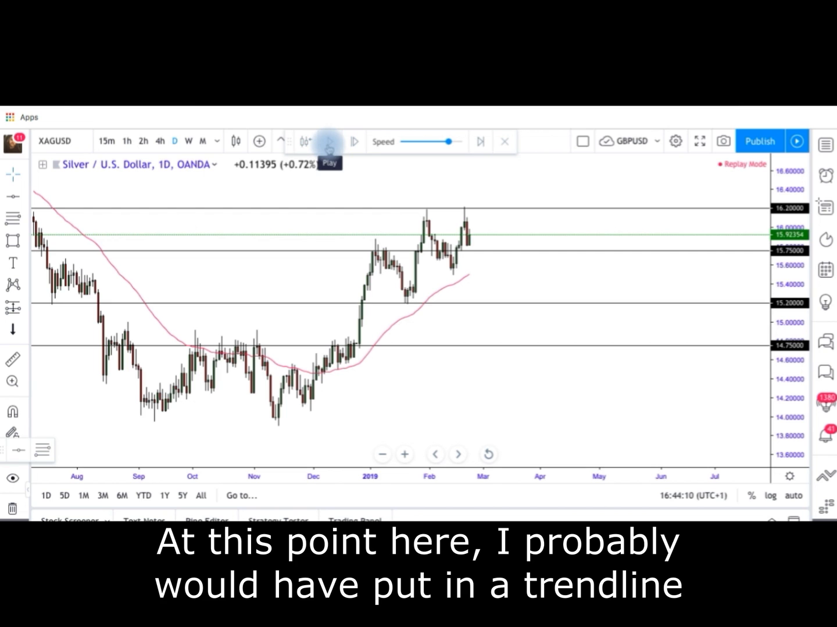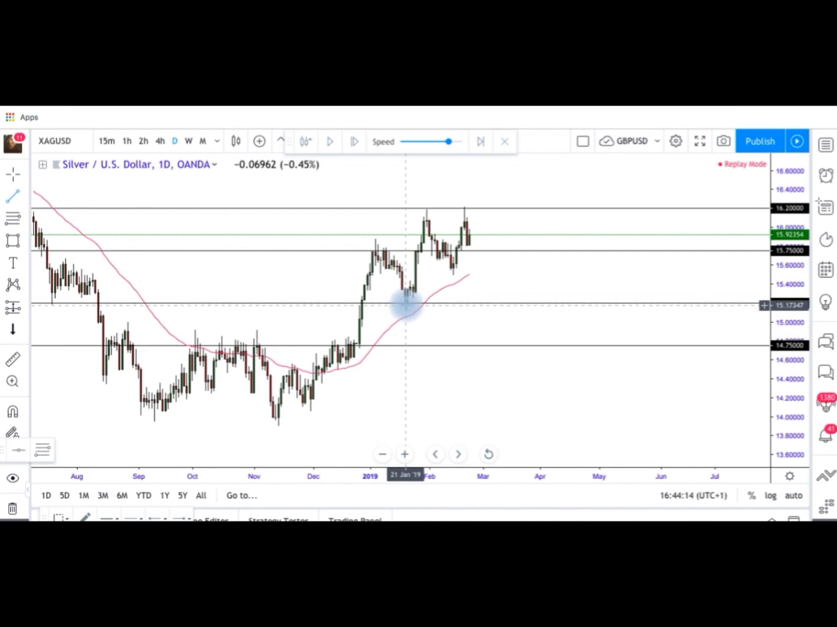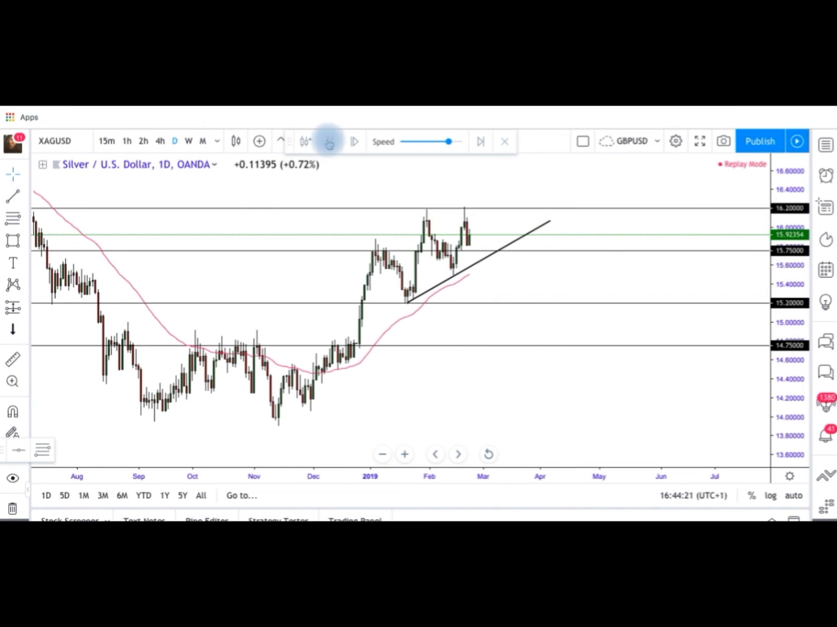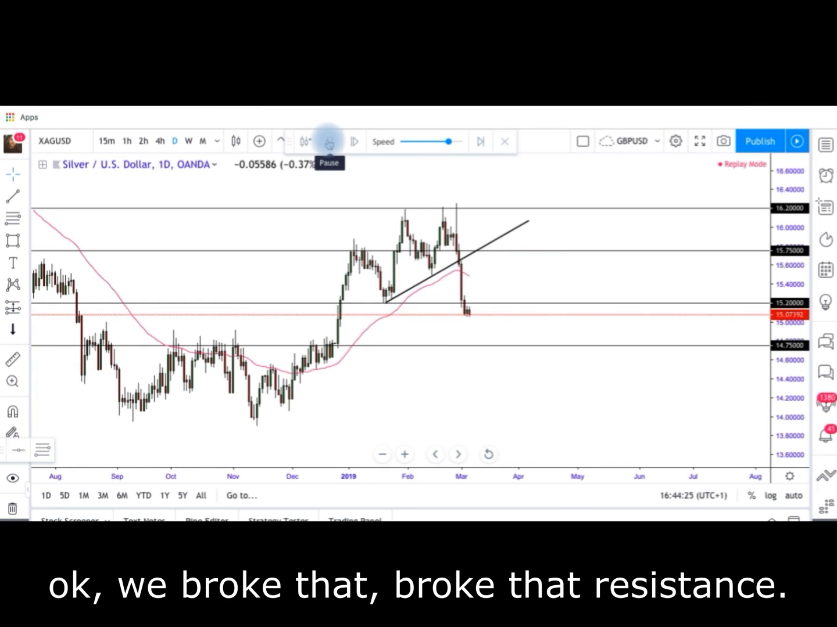at this point here, I probably would have put in a trend line to see if this would break. Something like that. Okay, we broke that resistance.